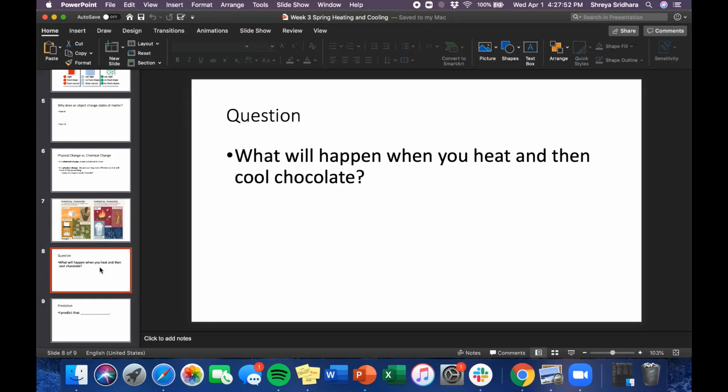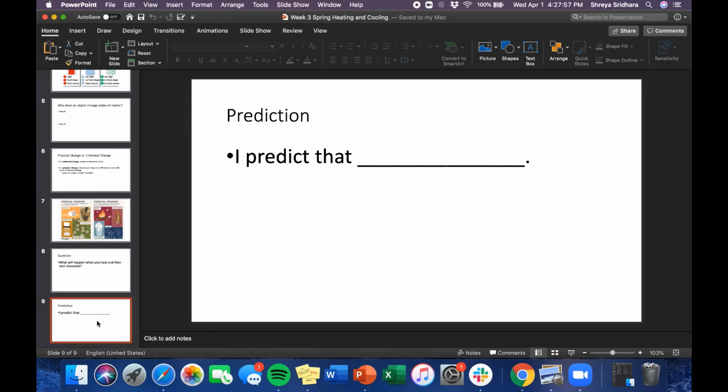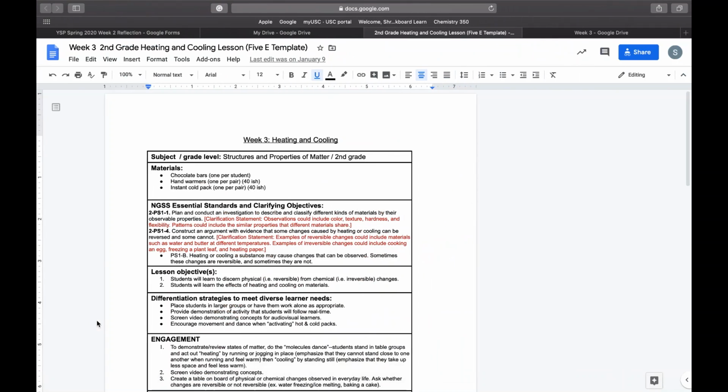Notice that I did not say what happens if you melt and then freeze chocolate because that's for them to come up with. And then I have them predict what will happen to the chocolate. And this one I kind of left more open-ended because I think that they can fill it in. And they proved me right, they could.